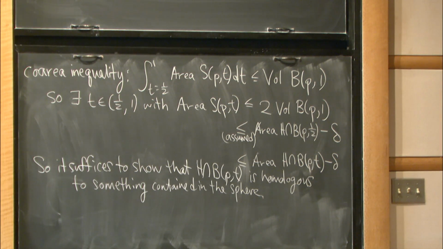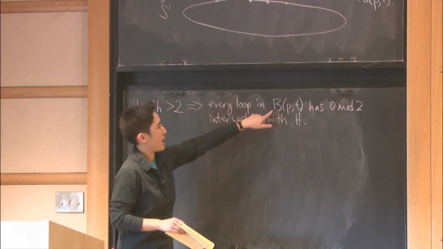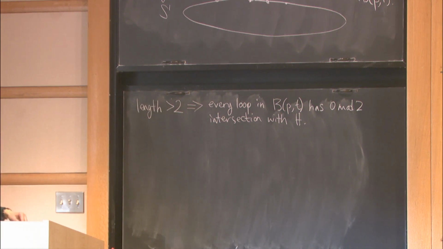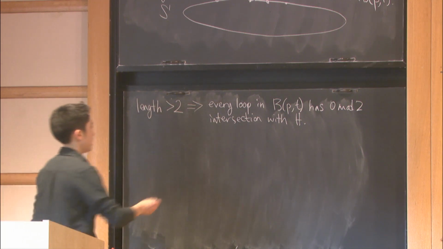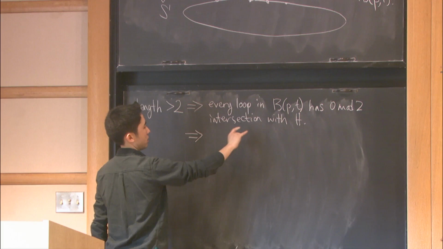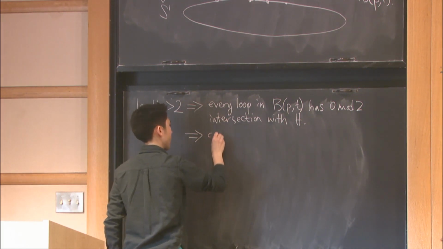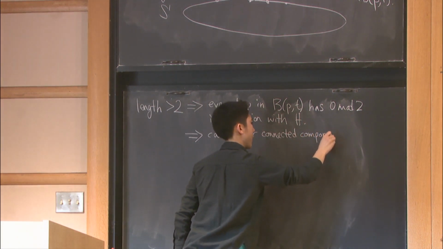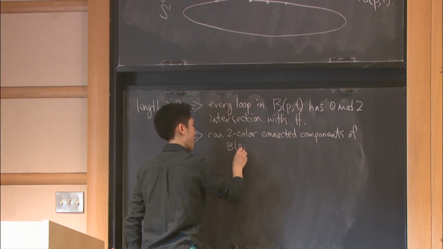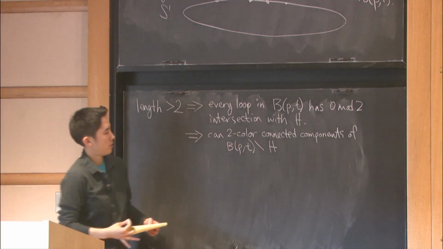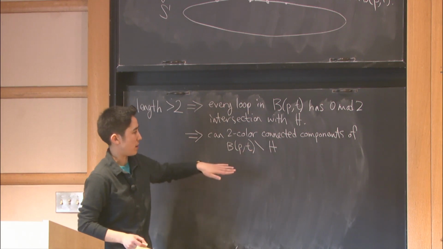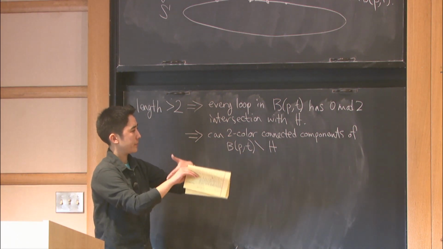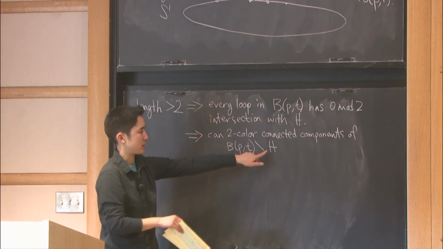Okay, so for this statement, there's a little bit more detail that you could say here, involving taking a loop that may be longer than 2 that stays in this ball and breaking it up into shorter loops, but this is true. And so that means, or that's equivalent to saying that we can 2-color the components of the complement of H. So by 2-color, I mean we have this ball, it's broken up into connected components of the complement of H. Each connected component gets one of the 2 colors, and if 2 of the regions share a boundary that's part of H, then they should have different colors.